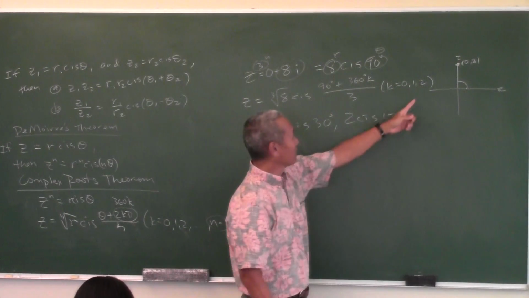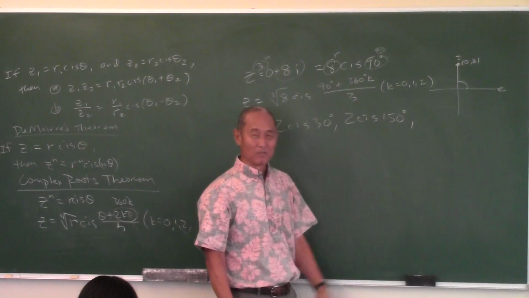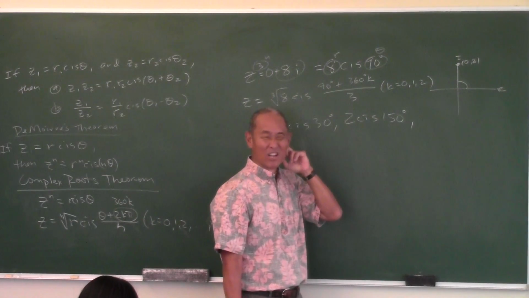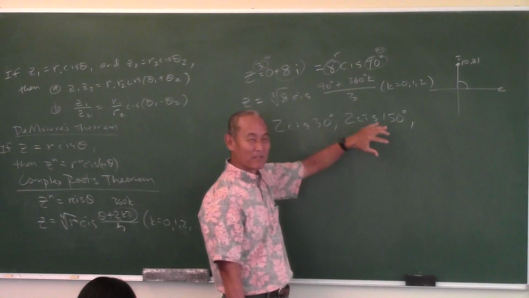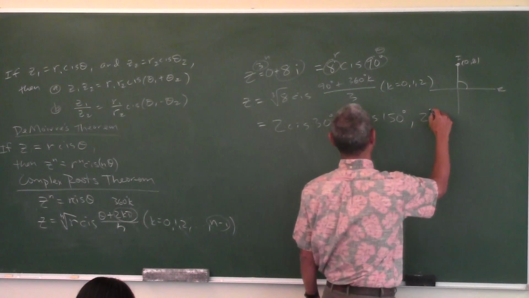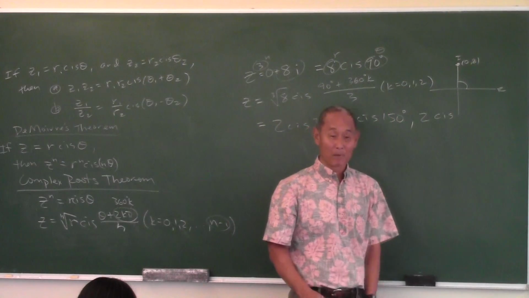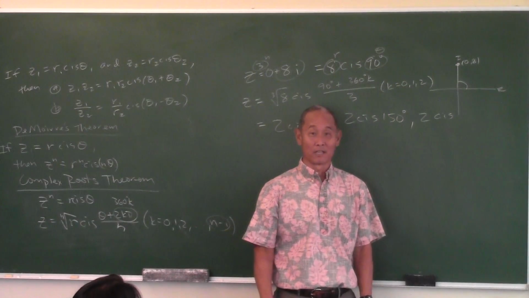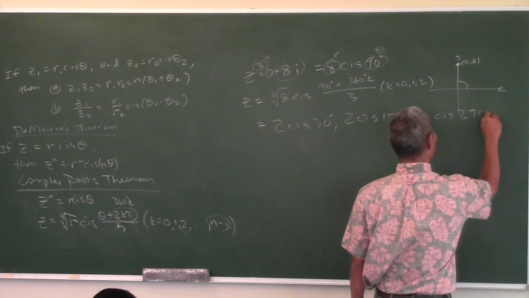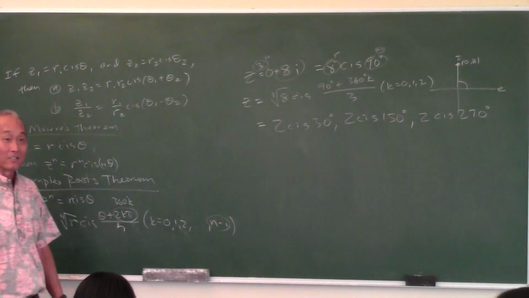And then finally, plug in 2 for k. 90 plus, what's 360 times 2? 720 plus 90 is 810. What is 810 degrees divided by 3? 270. There you go. Those are your 3 answers.